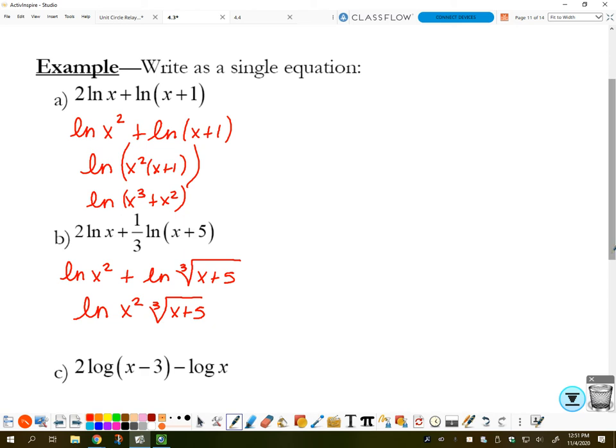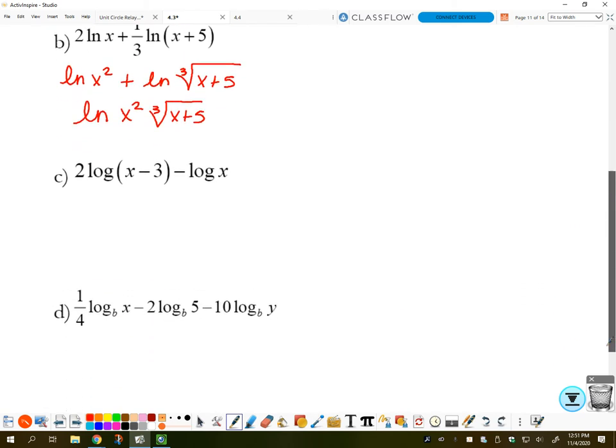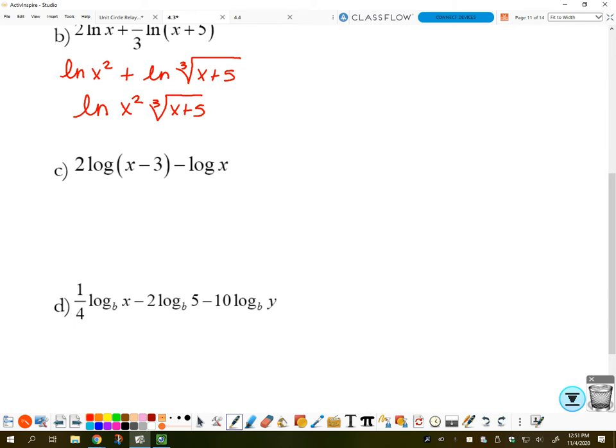Alright, and I think this is our last one. Nope, I was wrong. Alright, so we are going to swing this back around as an exponent.